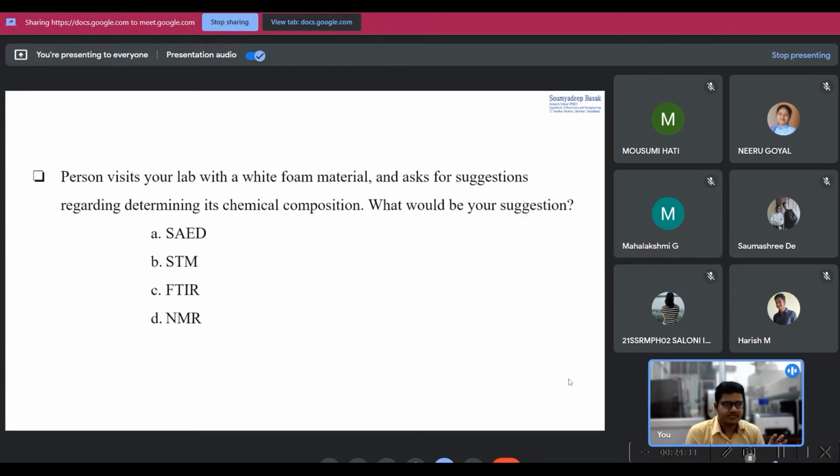Right. A person visits your lab with a white foam material. It's also a practical question. A person visits your lab with a white foam material and asks for suggestions regarding determining its chemical composition. What would be your suggestion? What techniques should he or she perform? SEM, STM, FTIR, and NMR. Among these techniques, what would be the technique that you would suggest to that person? Try to think what are the techniques for chemical composition determination.